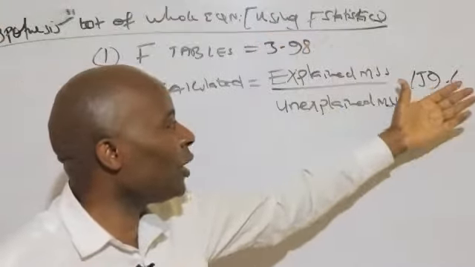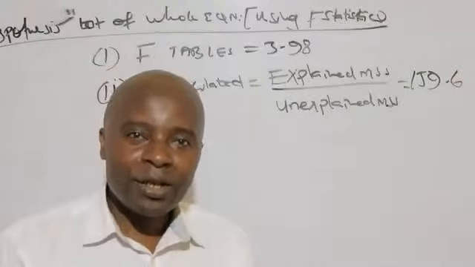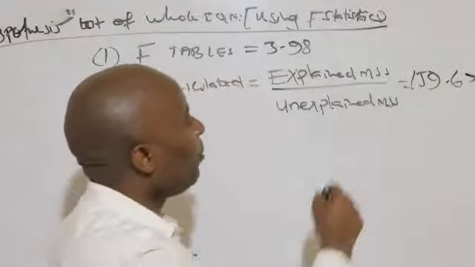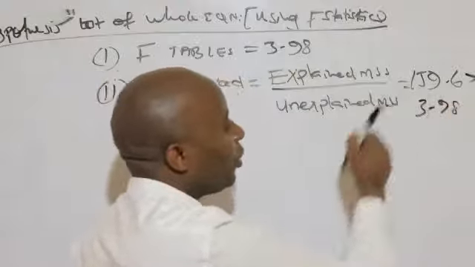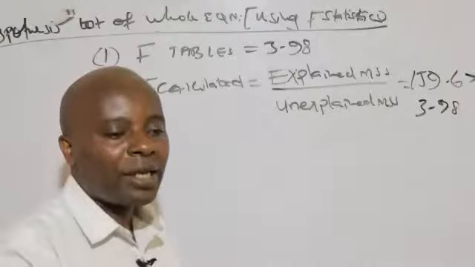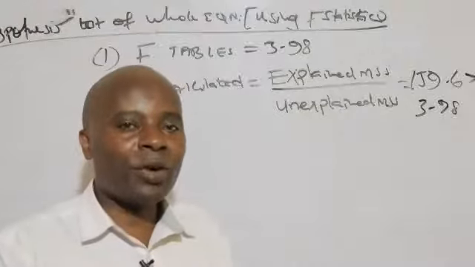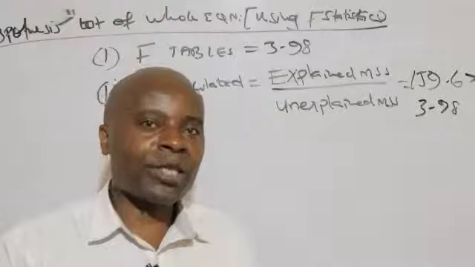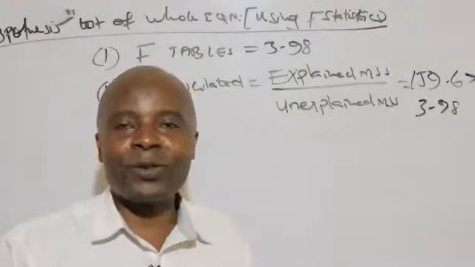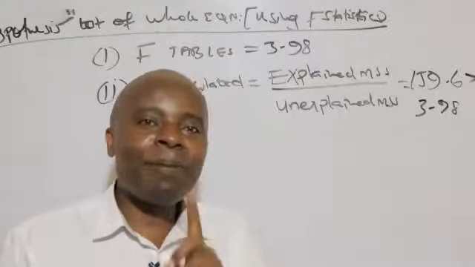So ladies and gentlemen, you can see the F calculated in comparison to this F tables value. This is like Goliath. It's so big. So it is significant. Since it is more than 3.98, the model is significant for purposes of prediction. The model is very good. Overall, the model is good apart from the constant.